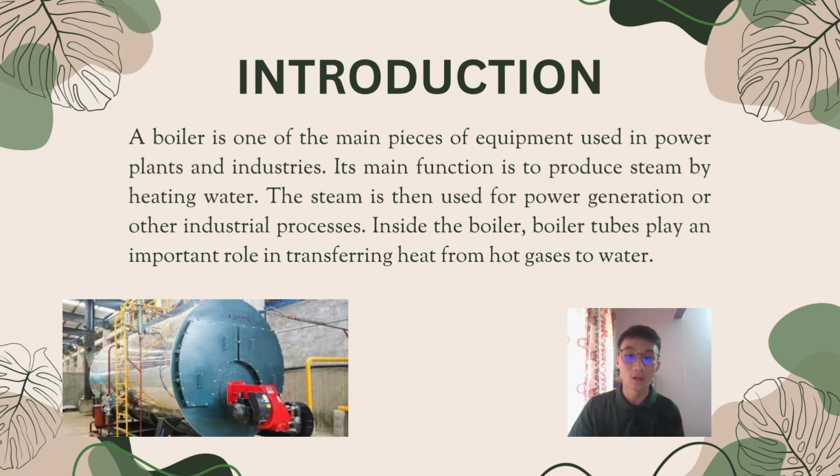Inside the boiler, tubes play an important role in transferring heat from hot gases to water. The steam produced is usually sent to a turbine where it expands and pushes the turbine blades to generate mechanical energy. This mechanical energy is then converted into electrical energy through a generator. In industrial systems, the steam can also be used for heating, drying, and other processes as needed. Overall, the boiler is a key component that supplies the steam power needed for energy production and industrial operation.